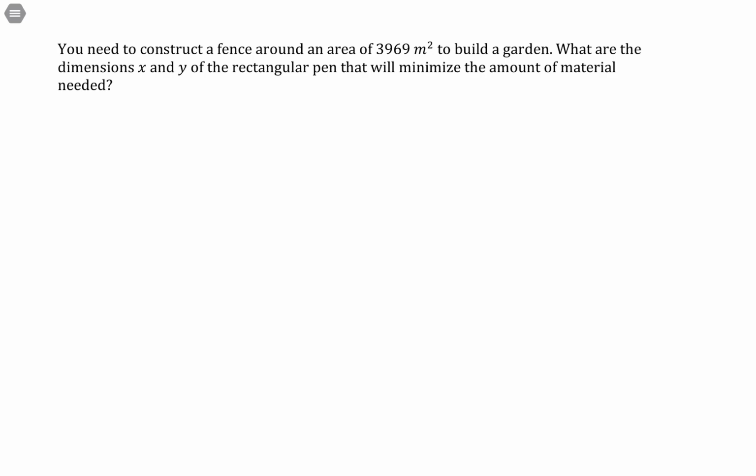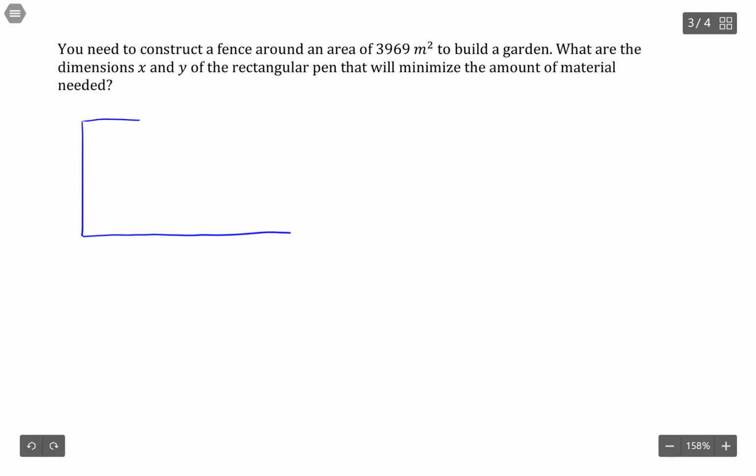You need to construct a fence around an area of 3,969 square meters to build a garden. What are the dimensions x and y of the rectangular pen that will minimize the amount of material needed? So we need to create a rectangular pen. So let's just do a sketch here.